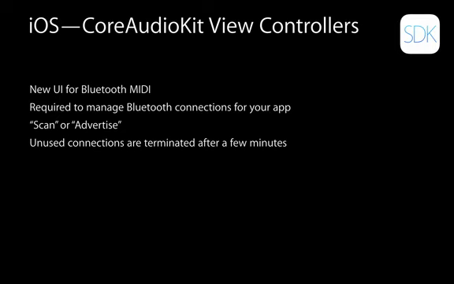One of them allows you to play the role of the central, which means you scan and connect, and another allows you to play the role of peripheral, which means you advertise and wait. If you establish a connection between two devices over Bluetooth MIDI, and they're not communicating for a while and they're unused by the application, after several minutes, we will terminate the Bluetooth connection to save power. So what does all of this look like in practice?